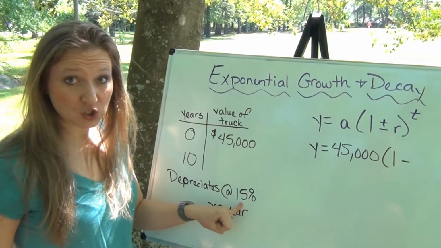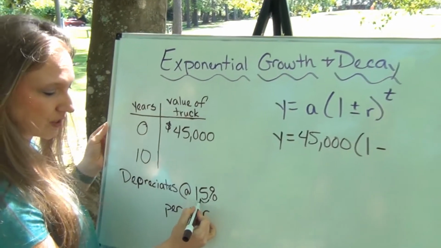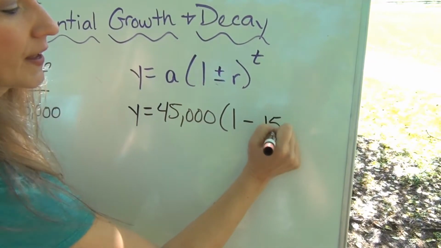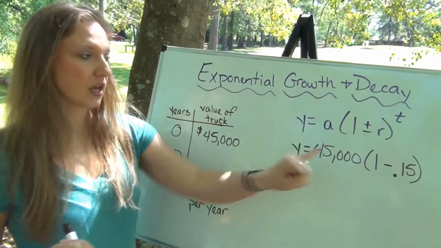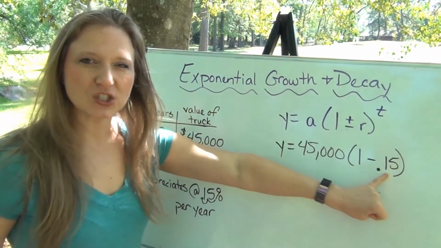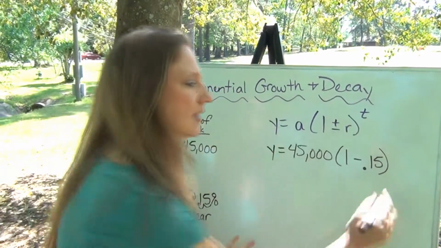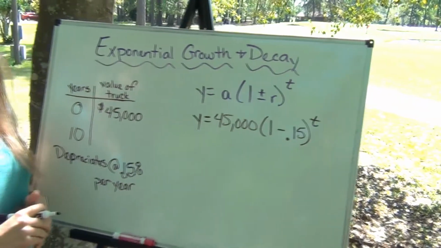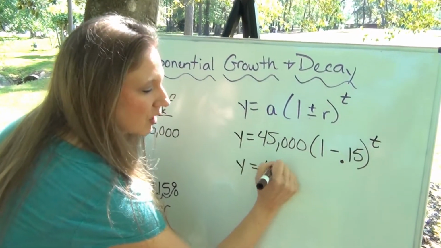Make sure you convert it to a decimal by kicking the decimal place 2 times to the left. So I'm going to plug in 0.15. We always just move it 2 places to convert from a percent to a decimal. My rate should always be plugged in as a decimal. T is our time, so this is going to be the number of years that we own the truck. All right, we're ready to do the math. So, how much is my truck worth?